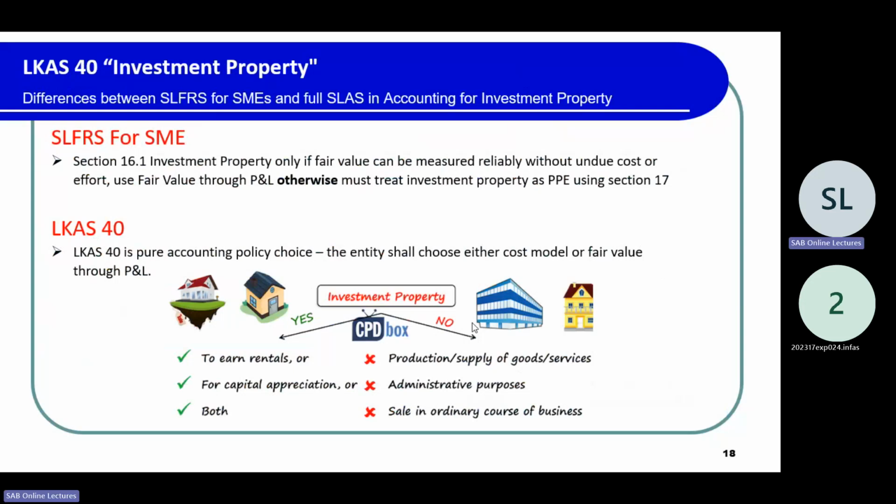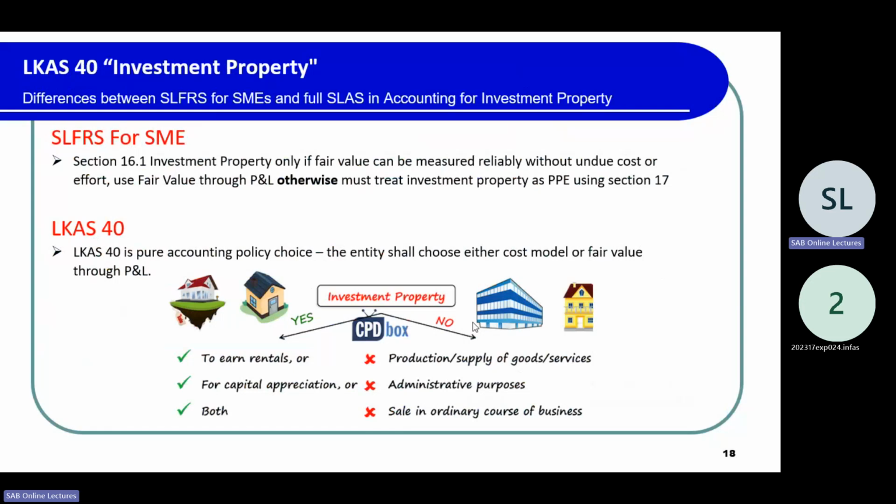In the case of investment property, the SME standard states that if the fair value of investment property can be measured reliably without undue cost or effort, we can use fair value through P&L. Otherwise, we must treat investment property as PPE using section 17. But in LKS 40, this is a pure accounting policy choice: the entity can choose either the cost model or fair value through P&L. So this is how we classify investment property.